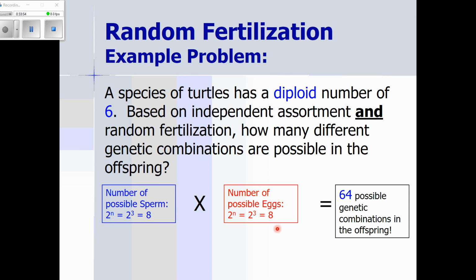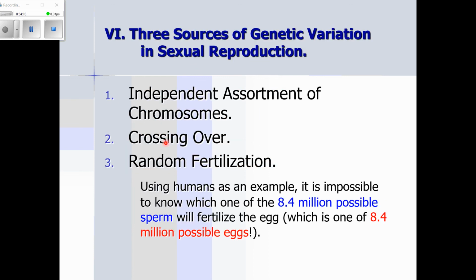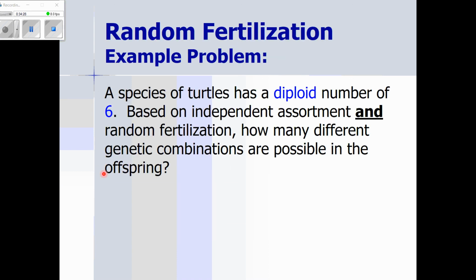It's a huge number. And remember, that doesn't even take into account all the possibilities that are created by crossing over, by that random shuffling of DNA between the blue and the red chromosomes. Doesn't even factor that in. This is only looking at independent assortment and random fertilization. We're only looking at 2 of our 3 sources of genetic variation. Crossing over is a big one, but we're only accounting for 1 and 3 in this problem.